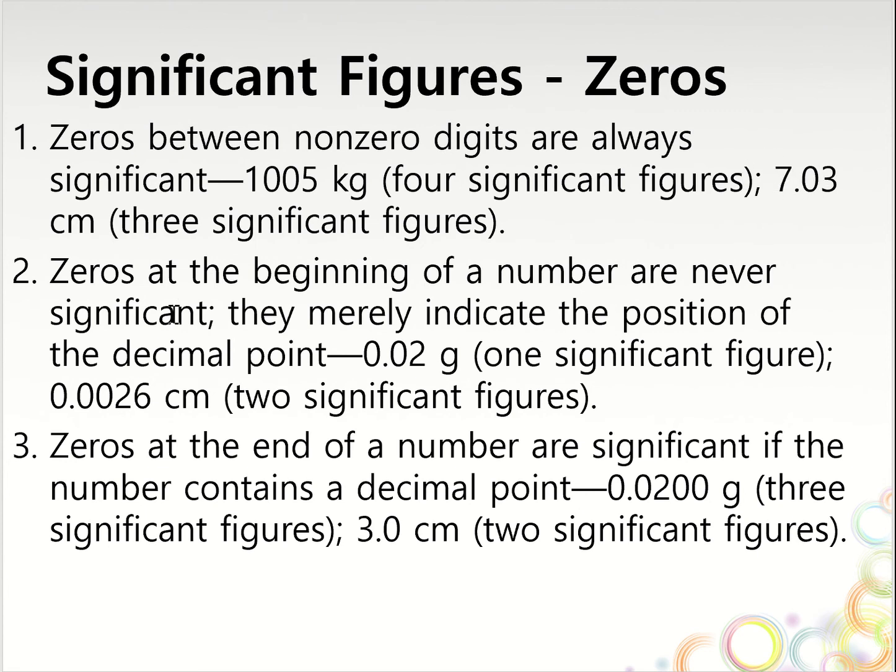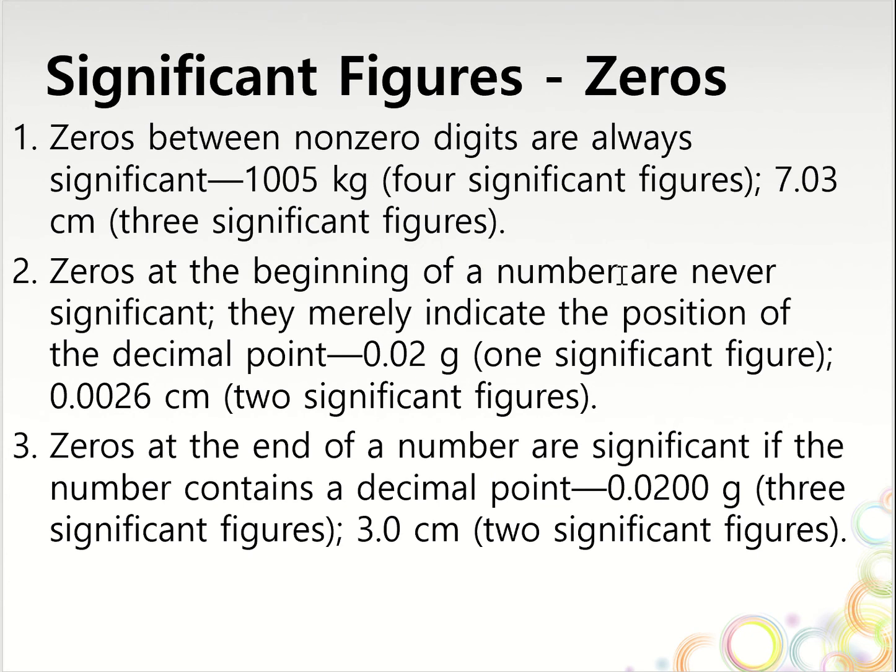The second rule says zeros at the beginning of a number are never significant. They merely indicate the position of the decimal point. So 0.02 grams has one significant figure. 0.0026 centimeters has two significant figures, right? So zeros at the beginning of a number are never significant.